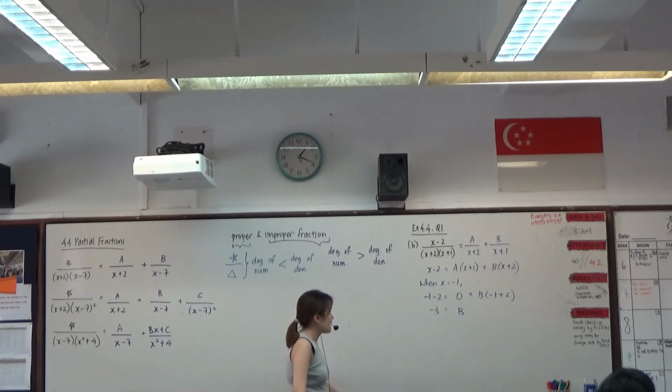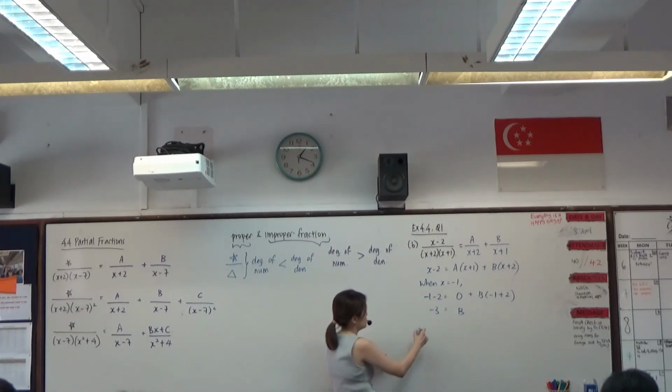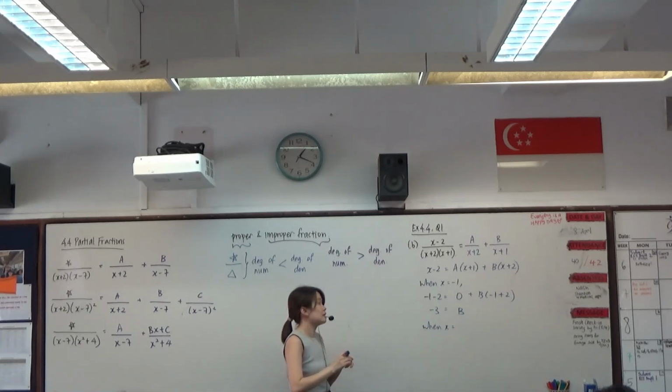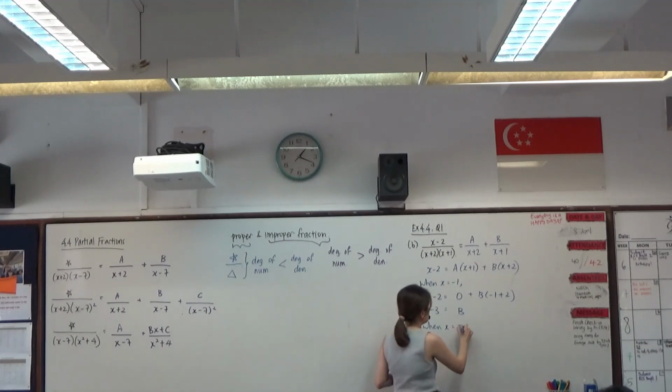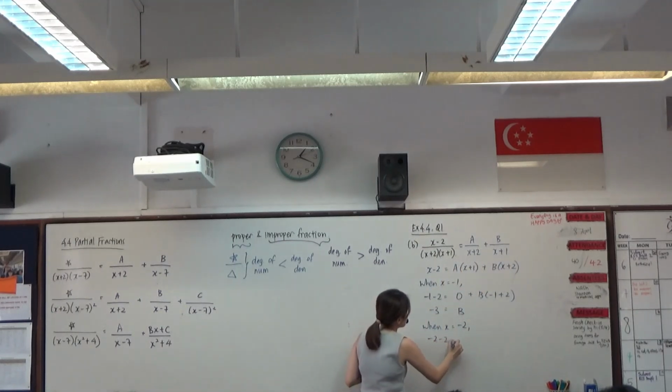Okay. So if you get the idea, Jayden, how do we find the value of A? What should we let x equals to? Negative 2. We want to make this 0 now. Okay. So negative 2 minus 2.